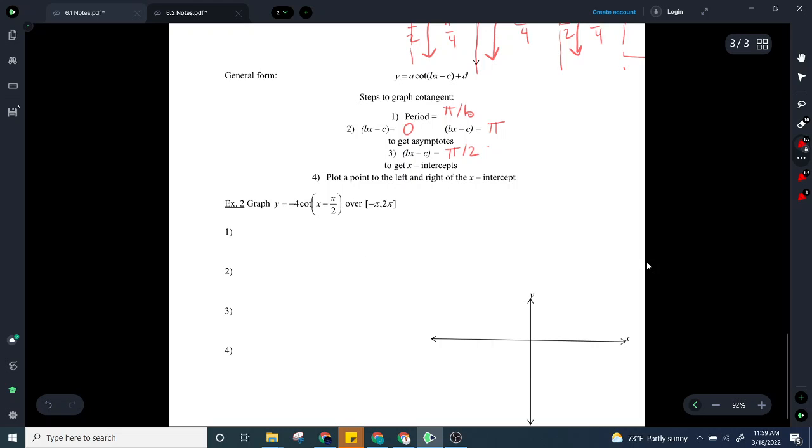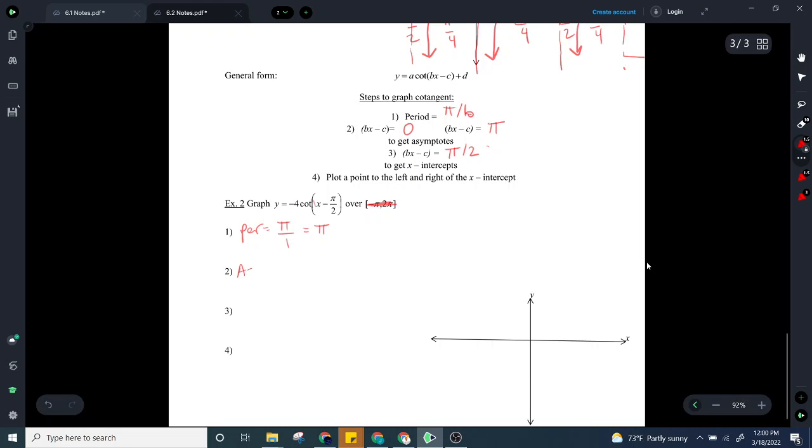So let's try this example. It says graph this function. I'm going to ignore the interval for right now. I'm just going to do 3 cycles again. So start with the period. The period is going to be pi over b, but there's nothing in front of the x. That's a 1, so pi over 1. So the period is just pi.